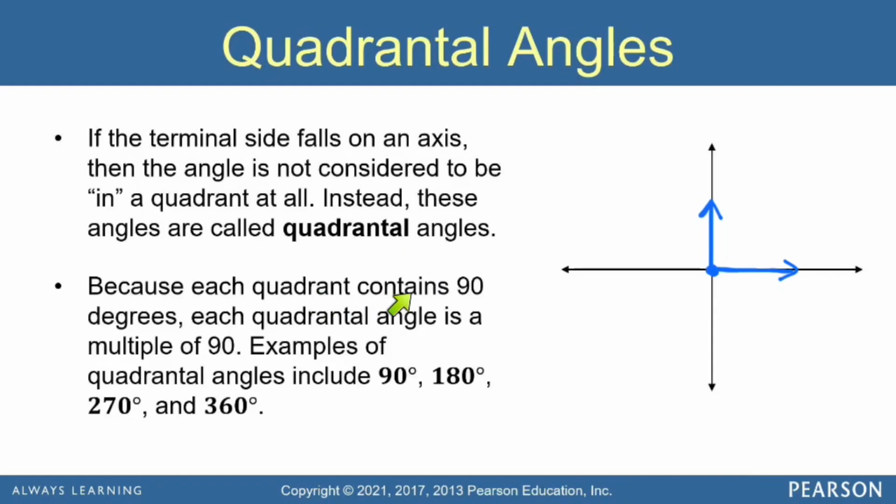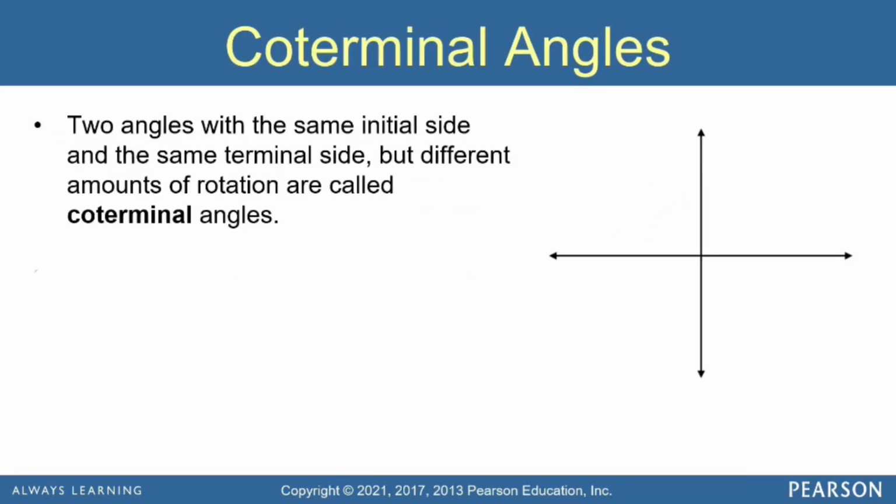Because each quadrant contains 90 degrees, each quadrantal angle is a multiple of 90. So some examples of quadrantal angles include 90 degrees, 180 degrees, 270 degrees, and 360 degrees. And we could keep going. You just keep adding 90 to get to the next quadrantal angle. Now we'll come back and talk about quadrantal angles a lot more in a later section, but for right now, let's go ahead and skip to coterminal angles.